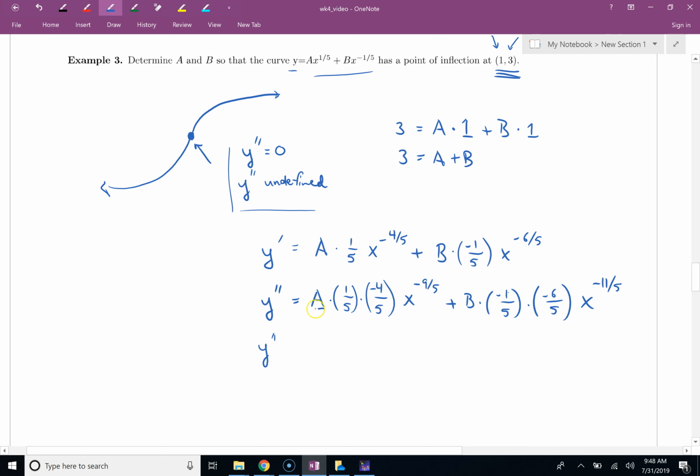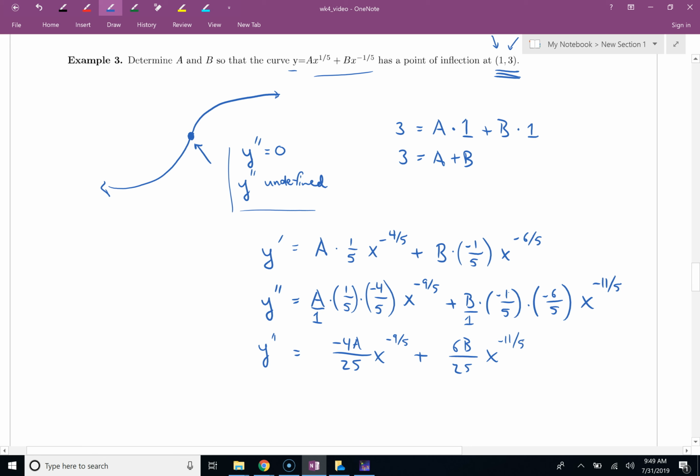Well, a is not really a fraction, but we can make it into one by doing a over 1. And likewise, we could put this as b over 1. When we multiply fractions, we just go across the top with the numerators and across the bottom with the denominators. So I have a times 1 times -4, that's going to be -4a. And in the denominator, 1 times 5 times 5 is 25. And we still have this x to the -9/5 here. For our next one, we have b times -1 times -6. 2 negatives make a positive 6b. And then 1 times 5 is 25, x to the -11/5.